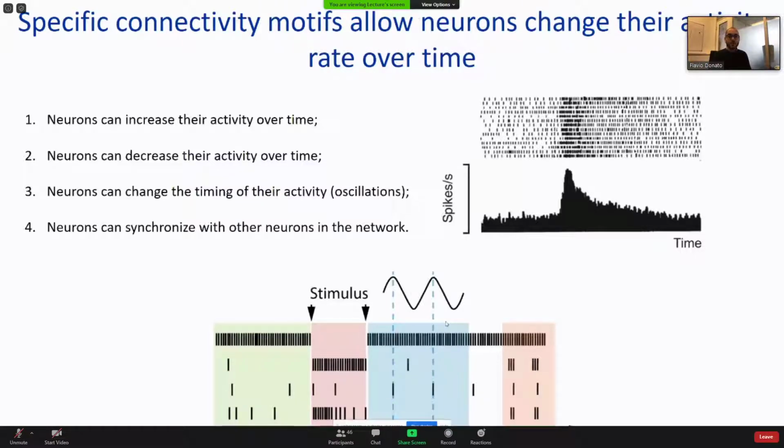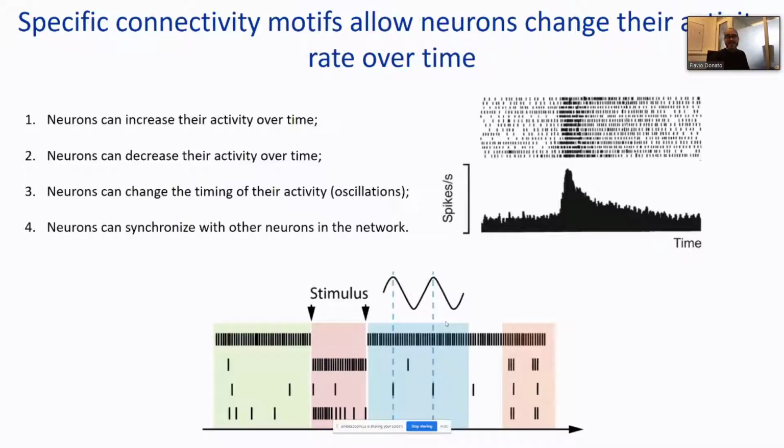The last thing that we saw on Tuesday was that specific connectivity motifs allow neurons to change their activity rate over time. This is basically the most important property of the brain, the fact that the brain is a dynamical system, meaning that the state of the brain changes on a moment-to-moment basis. And in these changes, we can encode things that are relevant for us, like sensory stimuli that come from outside, things that we think internally. We can create substrates for memories that capture the sensory information that we were exposed to during a specific moment in time.